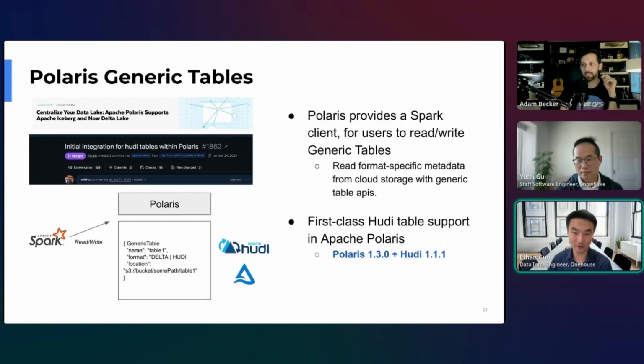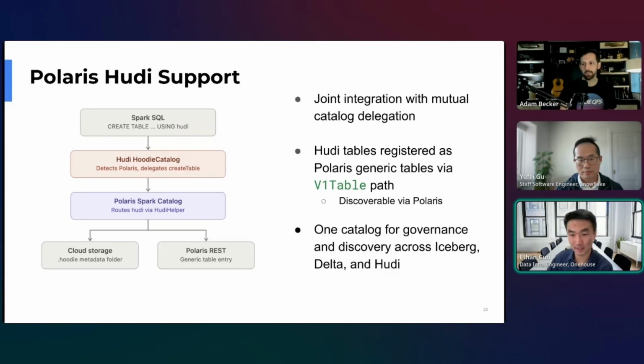So just to talk about how we support Hudi in Polaris. We give first-class Hudi support within the Polaris 1.3 release, and kudos to Rahil who added this implementation. Particularly, Polaris provides a specialized Spark client that performs read and write operations on these generic tables. And then it helps to generate Hudi-specific metadata directly from cloud storage. And if you move on to the next slide, which is the last one.